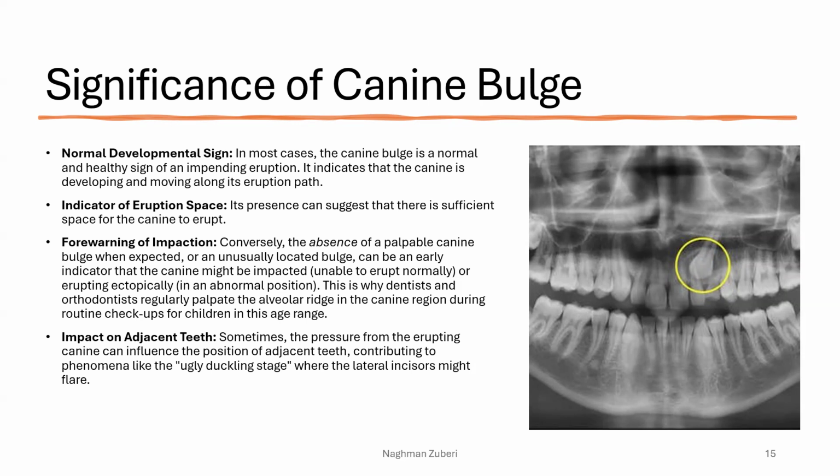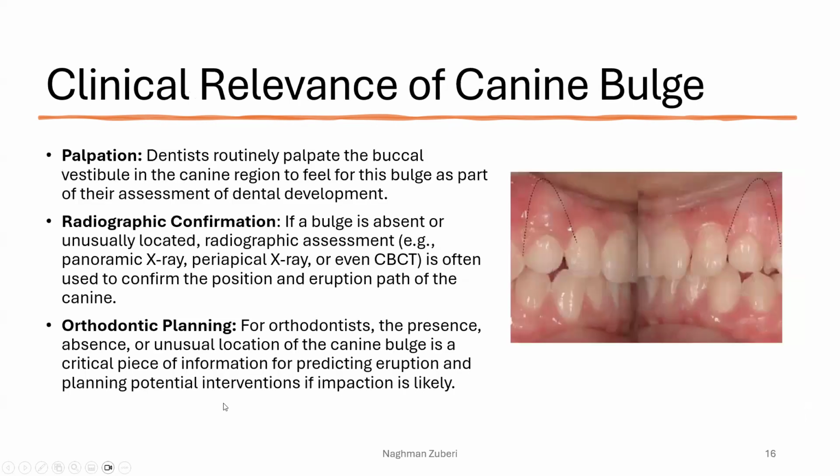This is why dentists and orthodontists regularly palpate the alveolar ridge in the canine region during routine checkups for children in this age range. Impact on adjacent teeth. Sometimes the pressure from the erupting canine can influence the position of the adjacent teeth, which I just mentioned, contributing to the phenomenon which we call the ugly duckling stage, where the lateral incisors might flare.